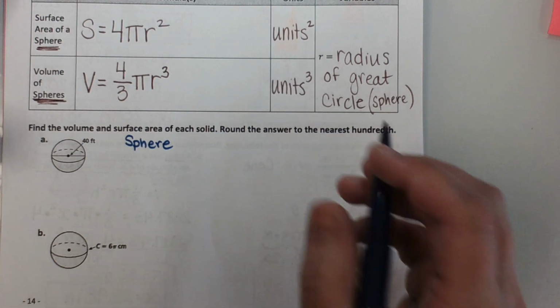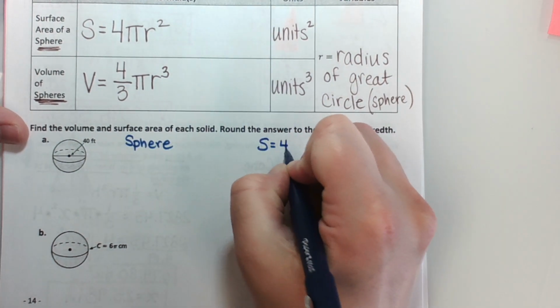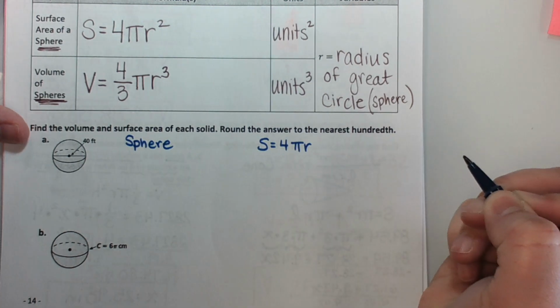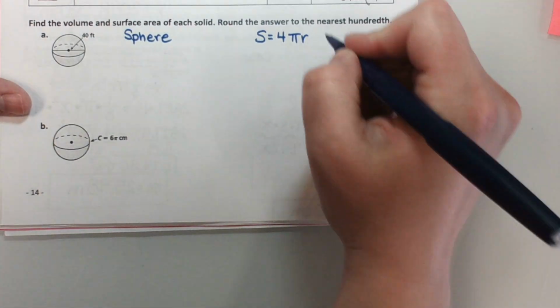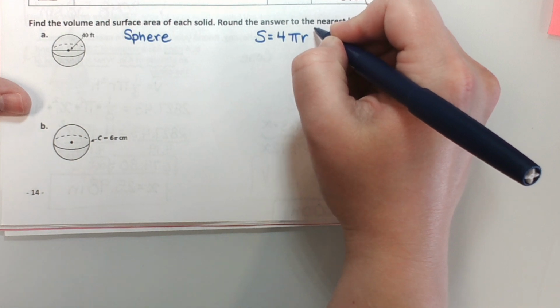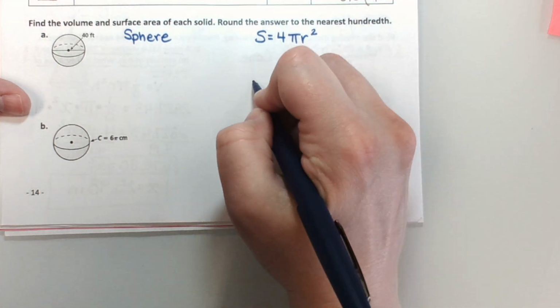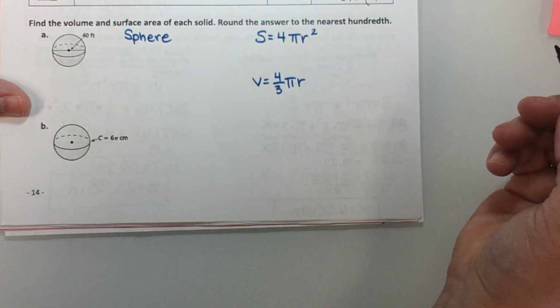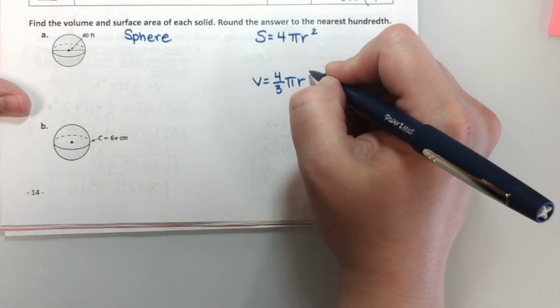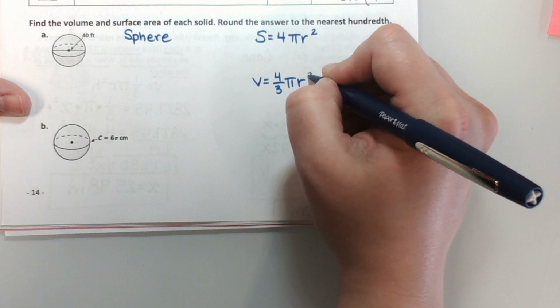Okay, so that is a sphere, which means our surface area is 4 pi r to what power? Squared. Volume is 4/3 pi r to the power of? That one's the third power.